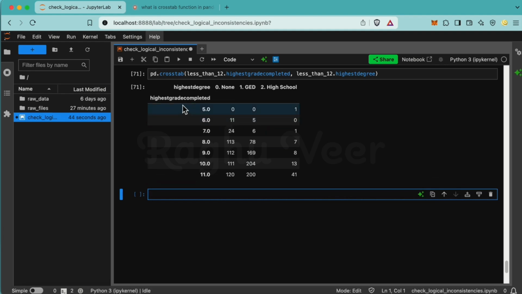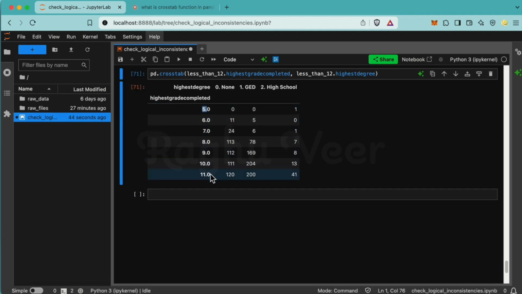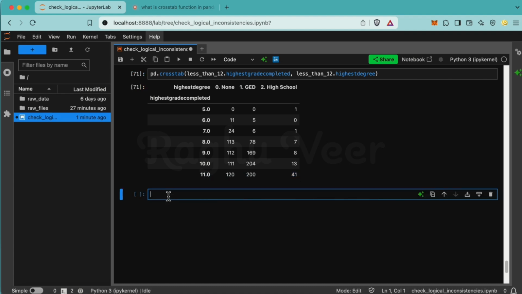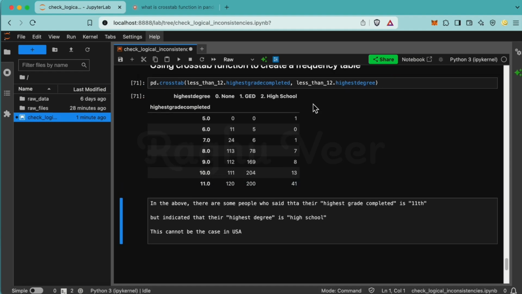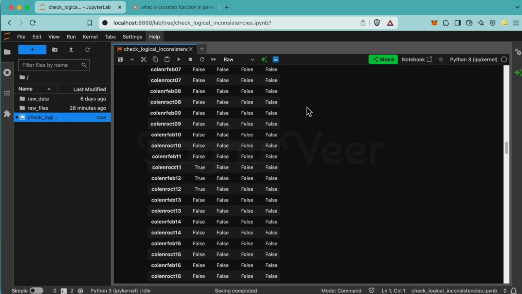So here, if you see, the highest grade completed is 5th, 6th, 7th, and 11th, and so on. And highest degree is none, GED, and high school. Now, there are some people who said their highest grade completed is 11th, but the same people have said they have completed high school, which is not the case in the United States of America, because in America, for high school you have to complete 12th. So there are some people who are saying that they've completed high school, but their highest grade completed is only 11th. So this is how we could find some logical inconsistencies in the data.